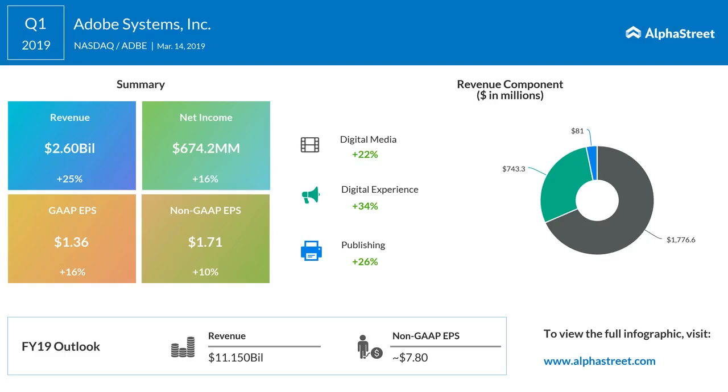represents 34% year-over-year growth. There were minor benefits from adoption of ASC 606, and year-over-year growth would have been 32% under ASC 605. Experience Cloud subscription revenue was a record $612 million.